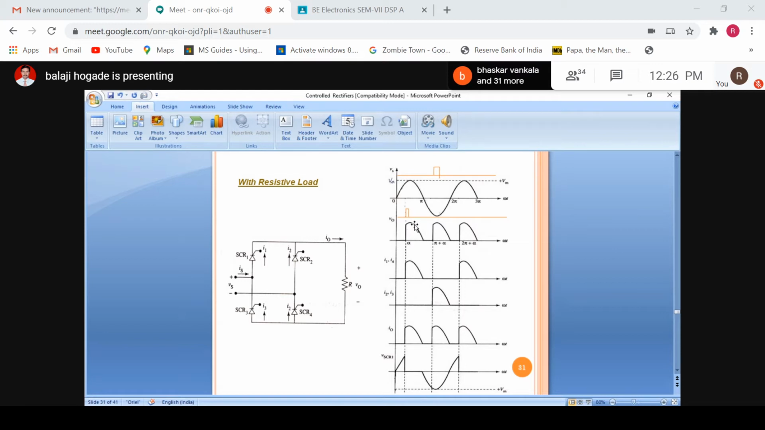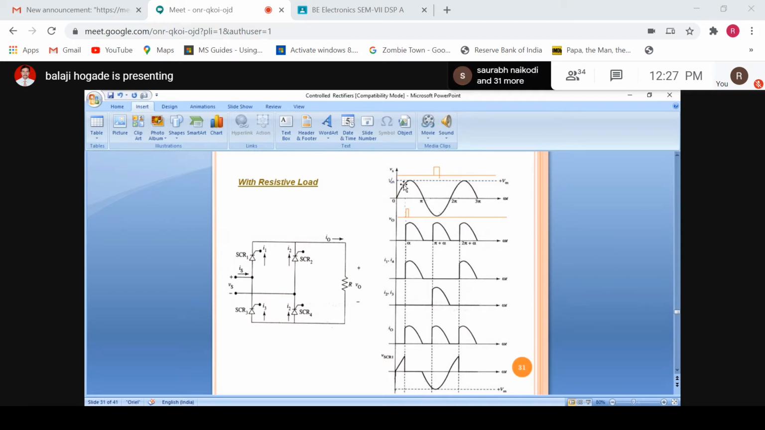Now we are going to get the output voltage from alpha to pi when SCR1 and SCR4 are conducting. Similarly, we are going to get the load current from alpha to pi when the pair of SCR1 and 4 is conducting. From pi to pi plus alpha, there is no load voltage, no load current. What about voltage across SCR1? From 0 to alpha, as SCR1 and SCR4 are not conducting, it will block the voltage applied across it. Therefore, the voltage across the SCR is a positive spike here.